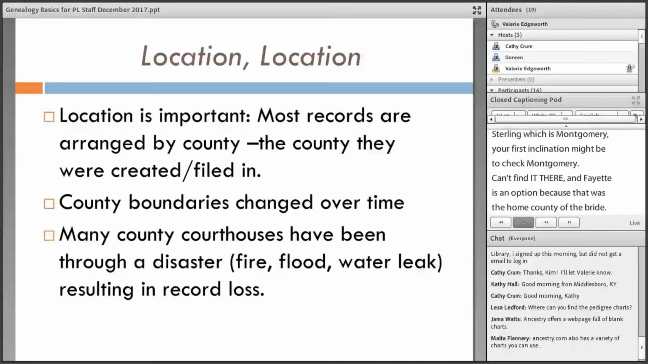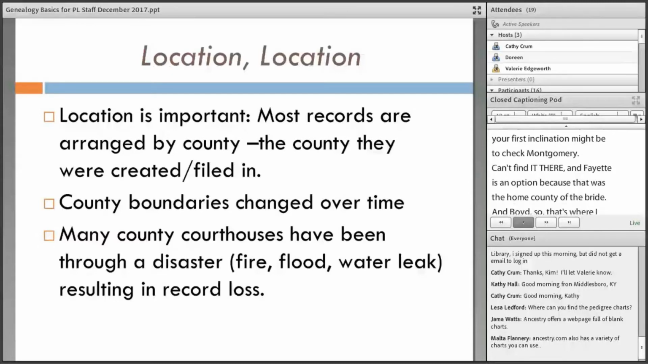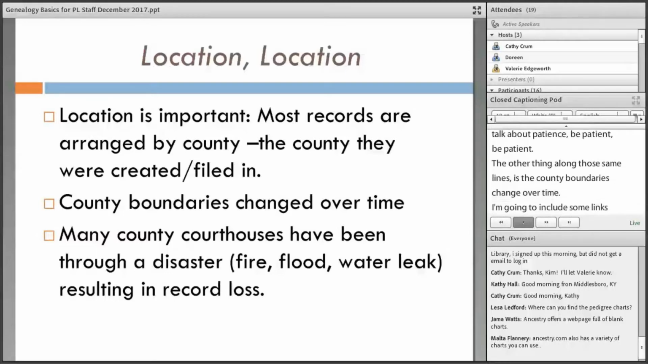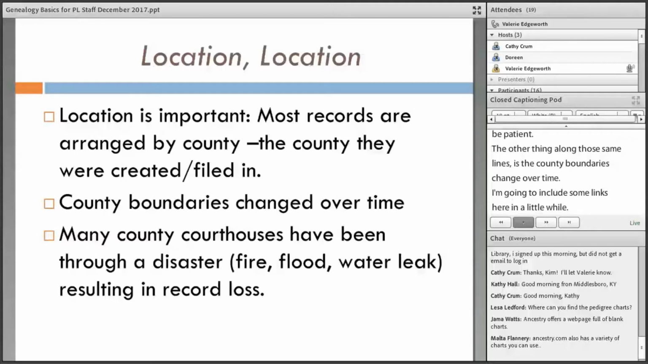So that's where I talk about patience, be patient, be patient. The other thing along those same lines is the county boundaries change over time. I'm going to include some links here in a little while. Actually, I want to go ahead and pull those up now.